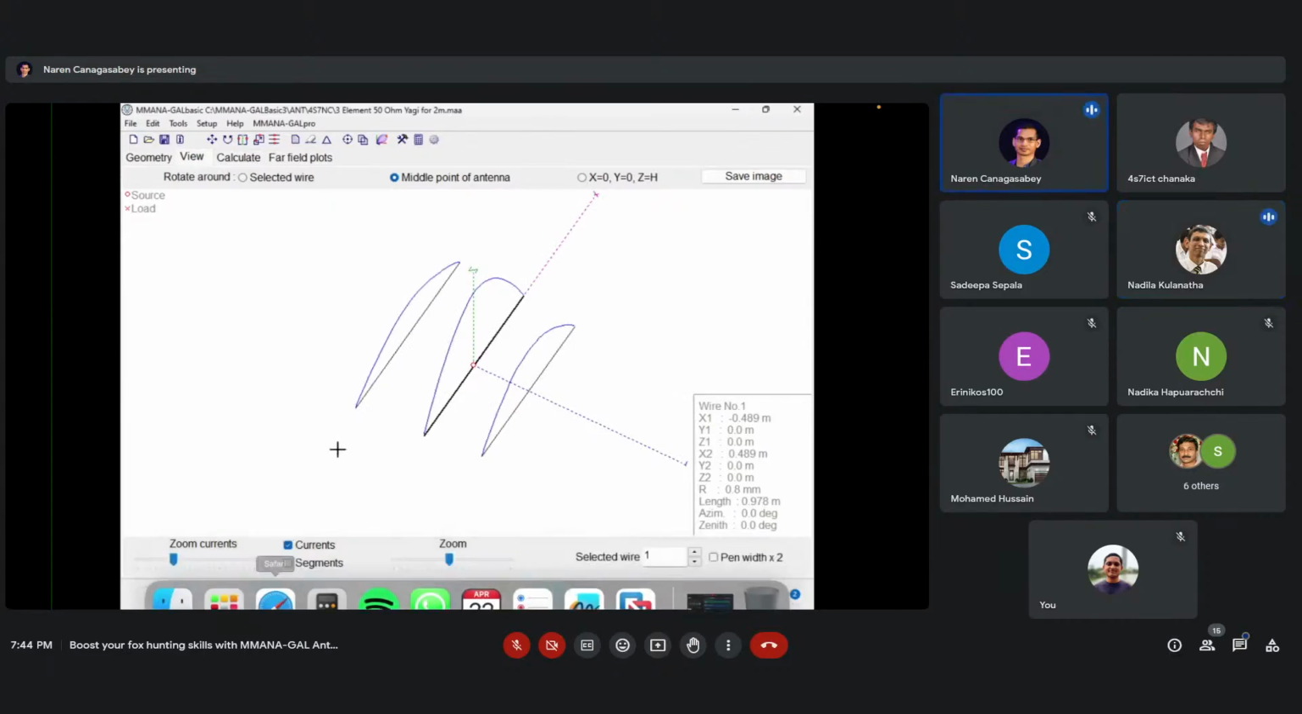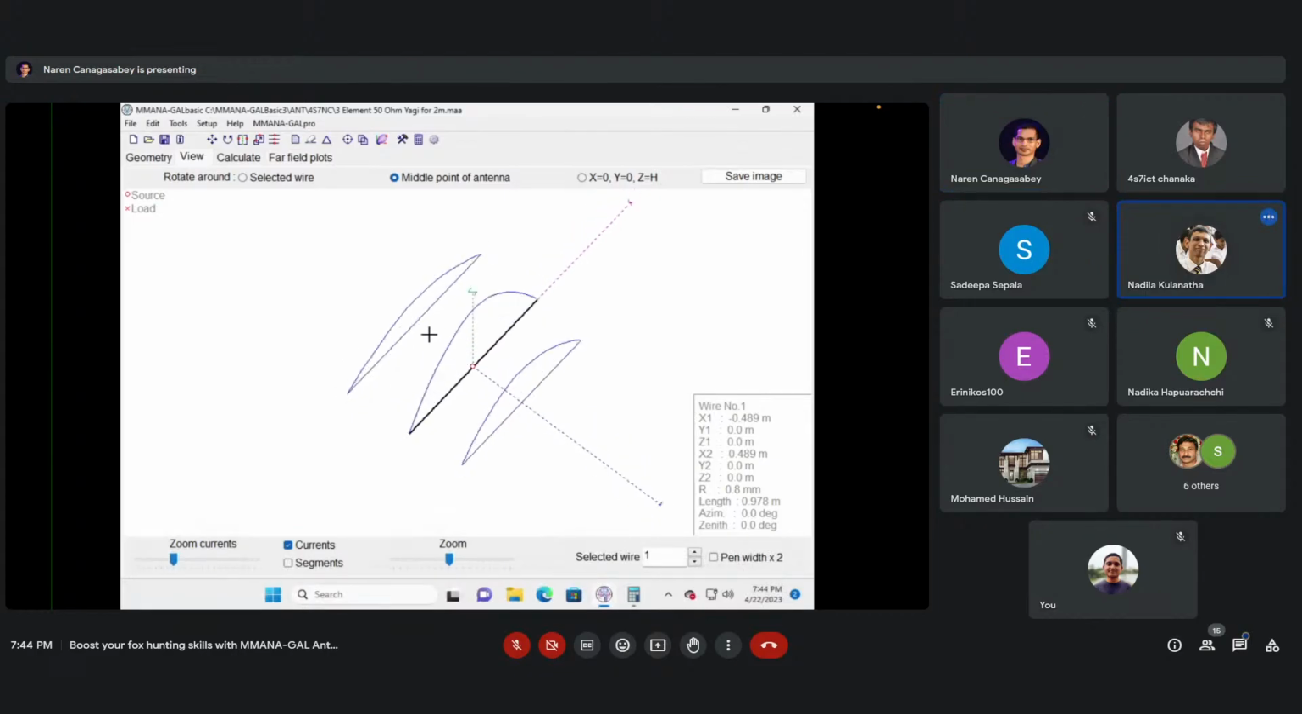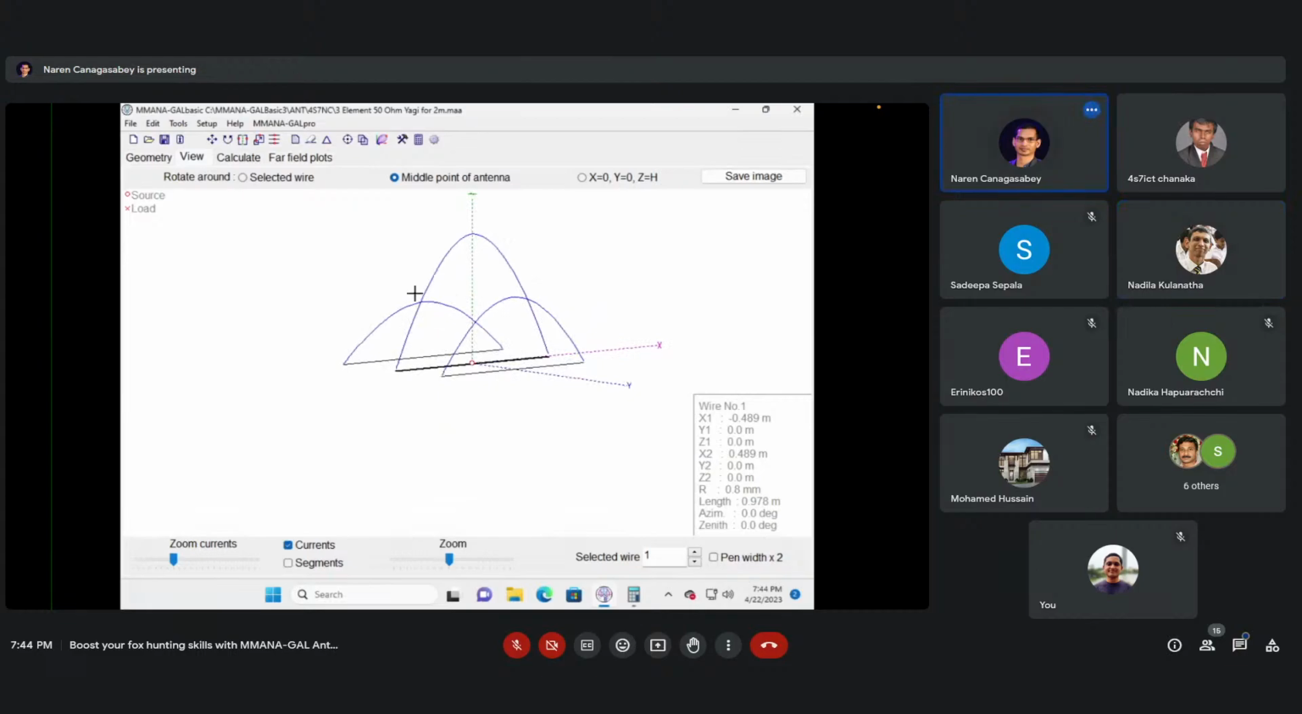So, any questions? Yeah, quick question, Naren. What is this view? What are the blue lines? Yeah, these are the currents on the wires, on the elements. The higher up it is, the higher the current. Understood. The current is highest at the feed point. So these are the currents.